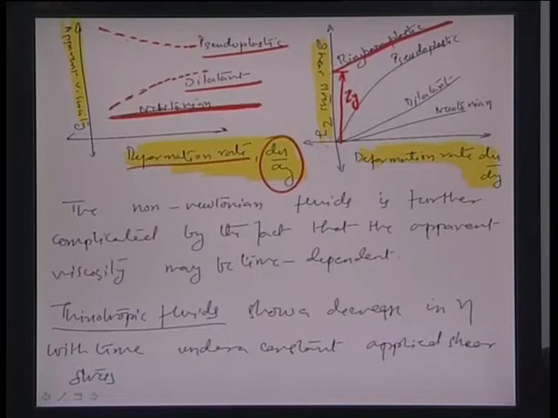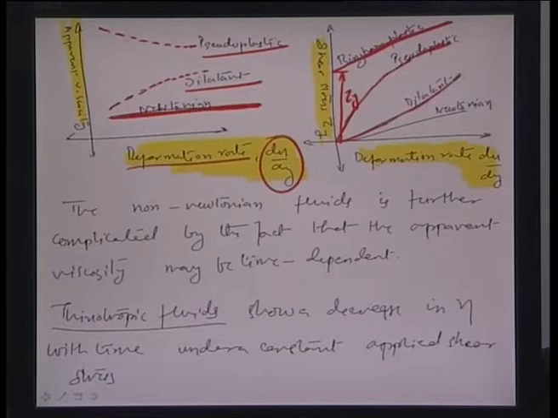For a pseudoplastic material with an increase in the deformation rate, because the apparent viscosity goes down with increase in deformation rate, initially there is an increase in the shear stress up to a point, after which it again becomes asymptotic to a certain value. For a dilatant, as you see, the behavior is just the opposite. It increasingly goes on adding up the shear stress.